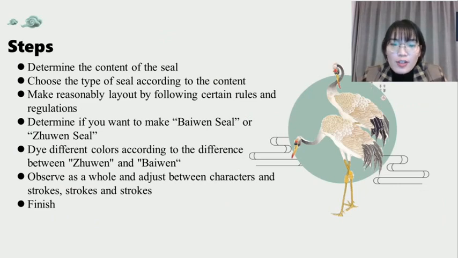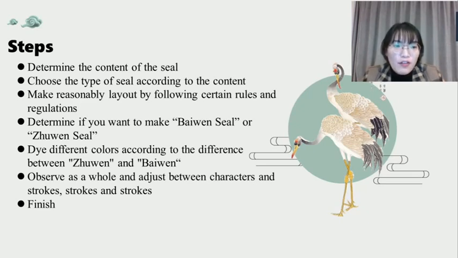Okay, so how to make a seal? We have just watched a video at the beginning and have learned what tools and materials to prepare. Now let's make a conclusion. In the first step, we need to determine the content of the seal. And then we need to choose the right type of seal according to the content. The third step is we should make a reasonable layout by following certain rules and regulations of seal engraving.